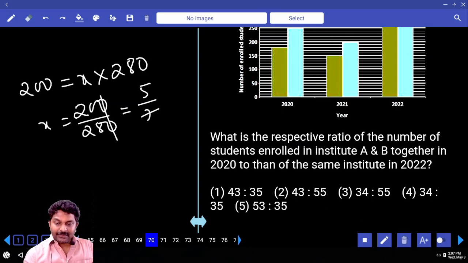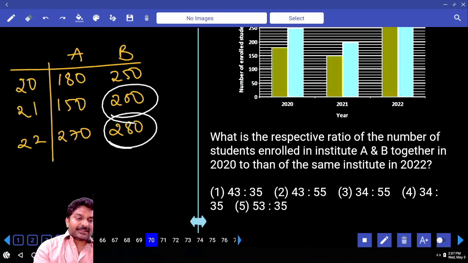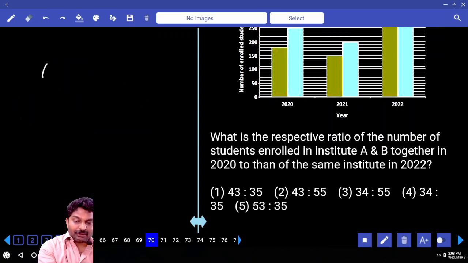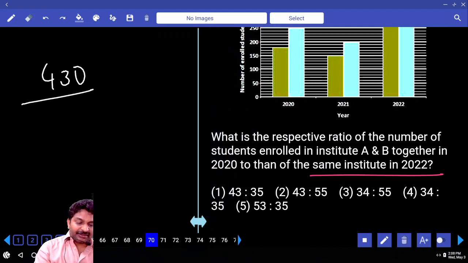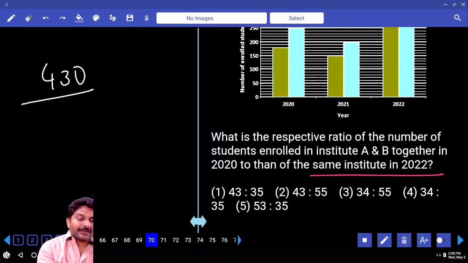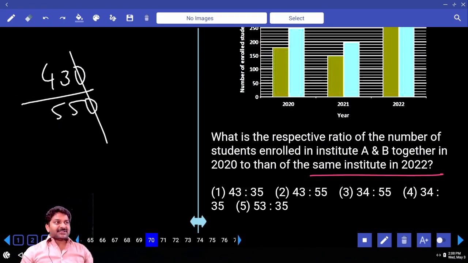What is the respective ratio of the number of students enrolled in AB together in 2020? AB together 2020, 430. And that of the same institute in 2022, 550. 0, 0 gets cancelled. No more simplifications. Second option.